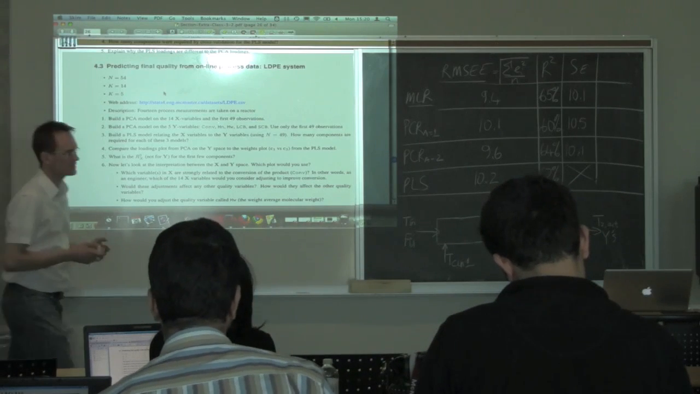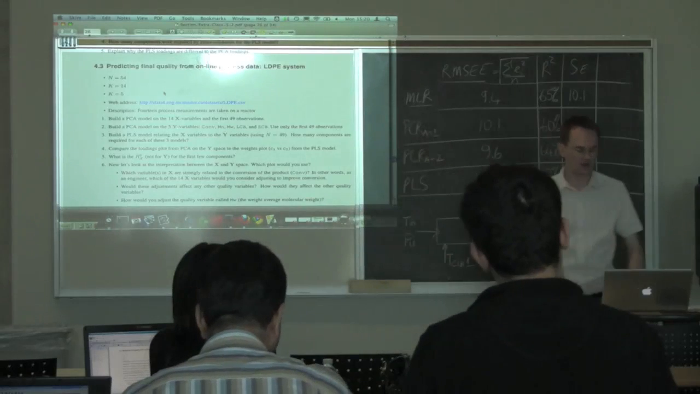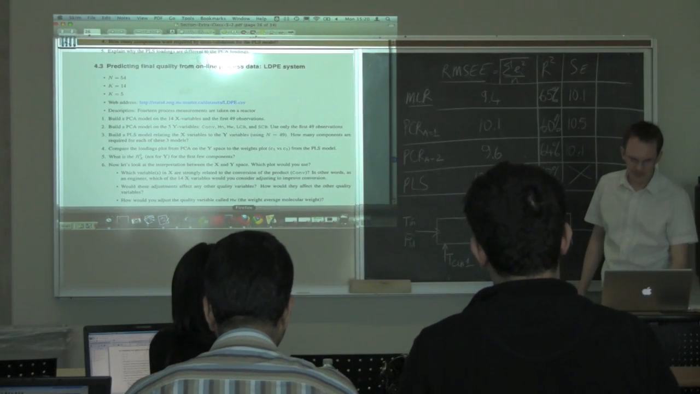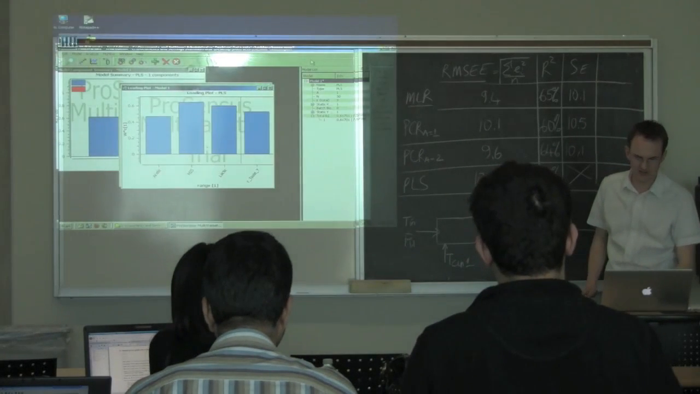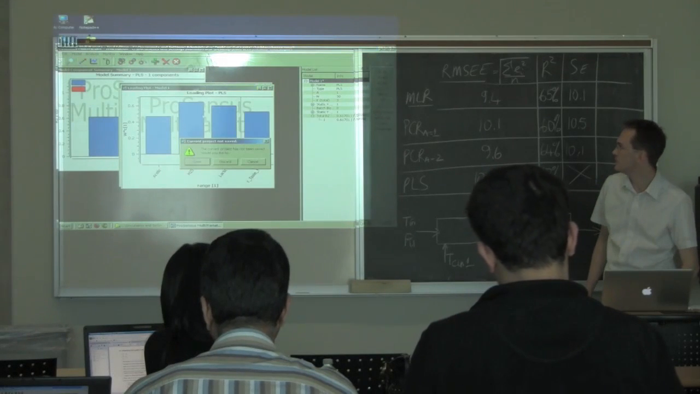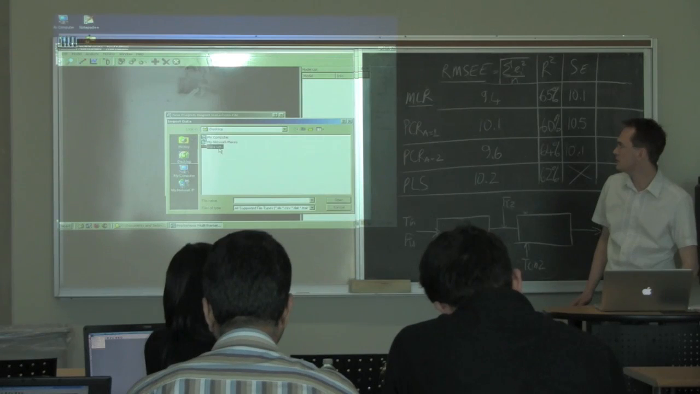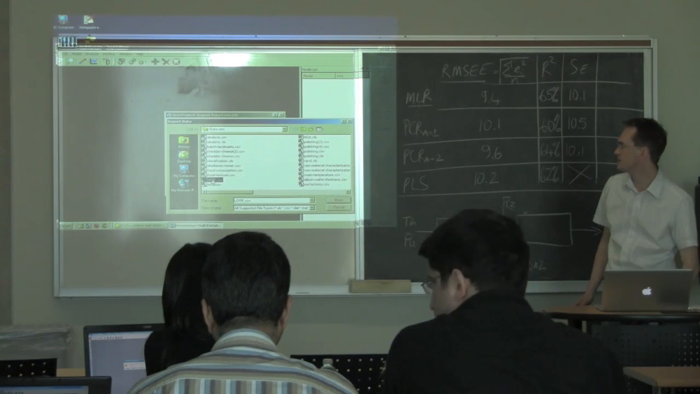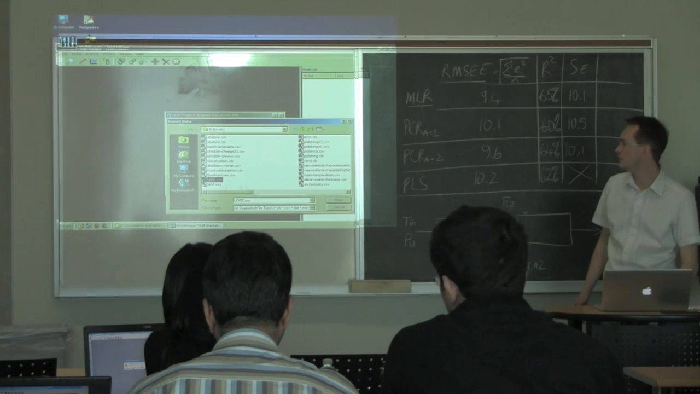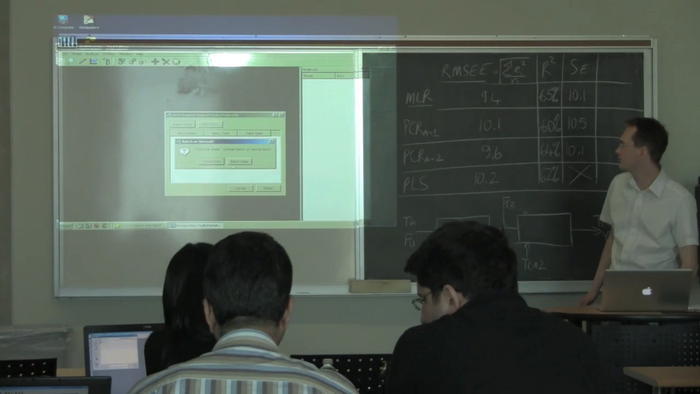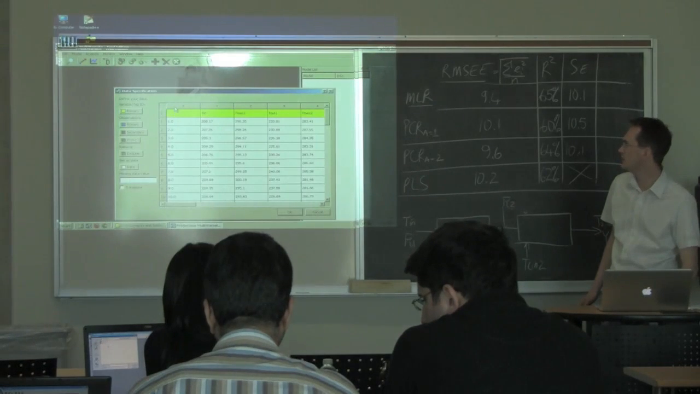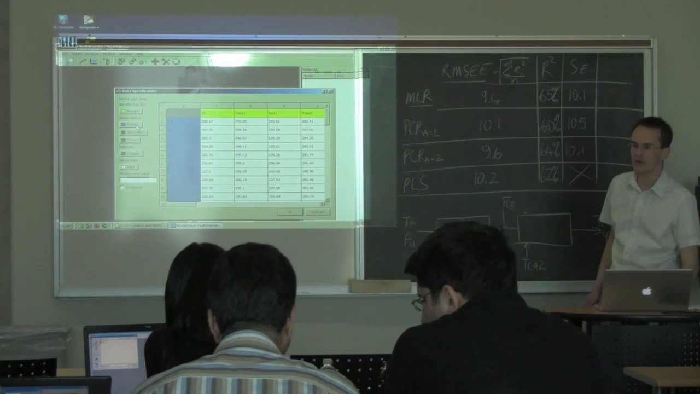So let's start by building the PCA first on the X variables. Just load up the LDPE data set. So new, import data. You should have this one from last week, LDPE. Open that one up. It's normal data. And set that first column to be your primary observation.